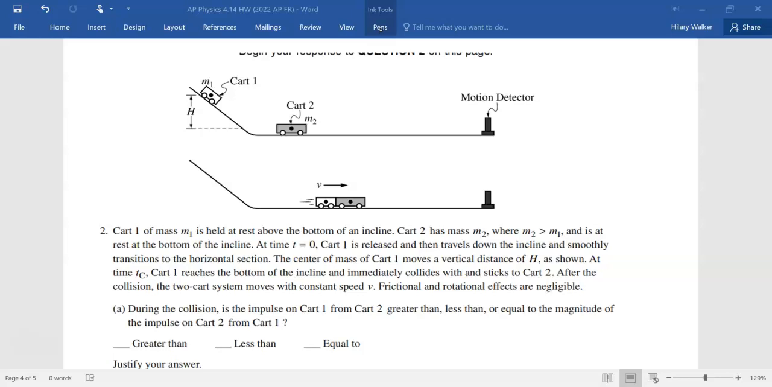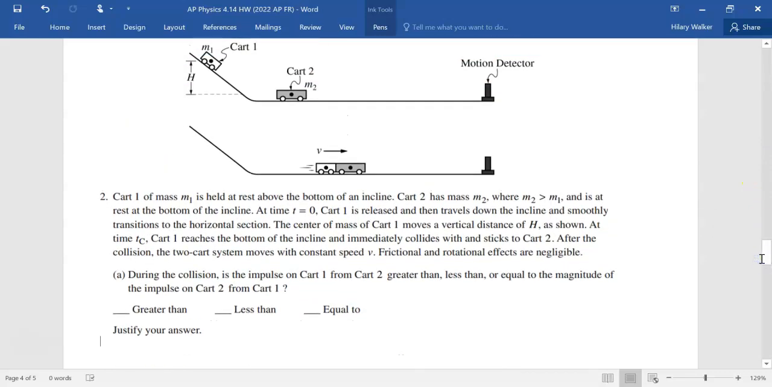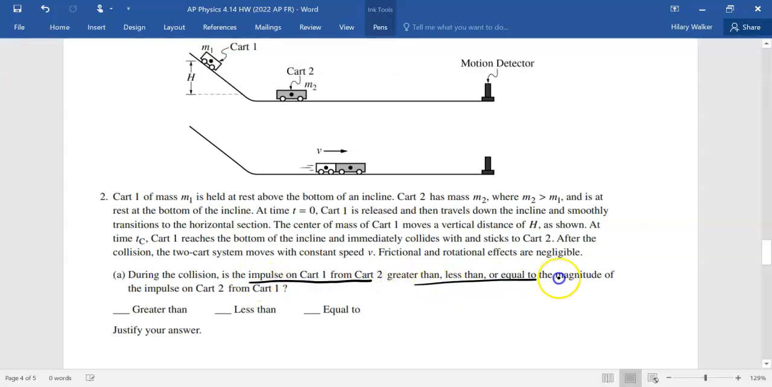Okay, so you've already read the problem, so let's just go ahead and look at A together. During the collision, is the impulse on cart 1 from cart 2 greater than, less than, or equal to the magnitude of the impulse on cart 2 from cart 1? That looks just like a Newton's third law thing. For every action, there is an equal but opposite reaction. And again, because impulse is force times change in time, the time interval is the same. Each one experiences the same force. Cart 2 pushes left on cart 1, and cart 1 pushes right on cart 2, but it's the same force, so it is going to be equal to.